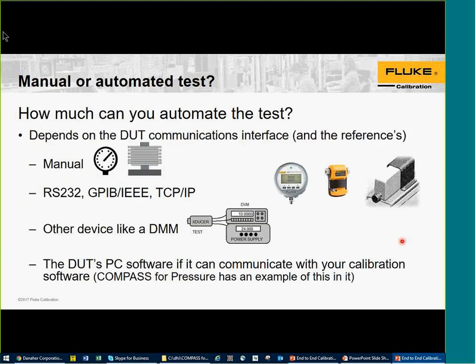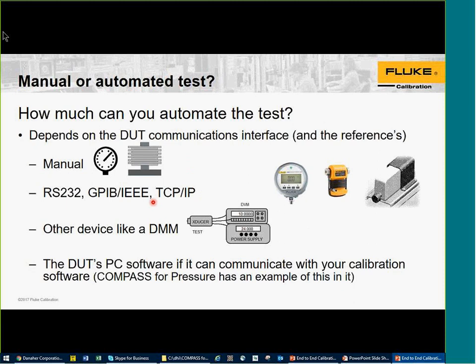Okay, and the question becomes, how much can you automate the test? Typically, that depends on a communications interface for the DUT and your reference. So a manual device like a pressure gauge or a deadweight tester, or a device that has a display but not a communications method, you're going to have to do manually. So type in the values, and you're not going to be able to fully automate that.